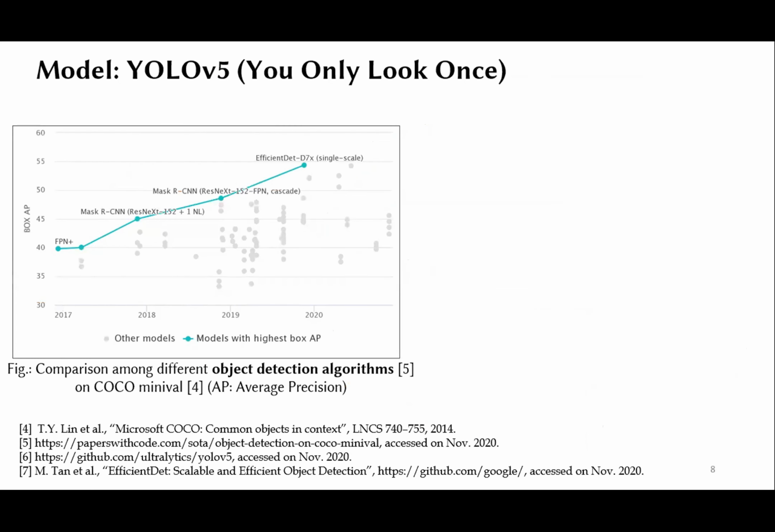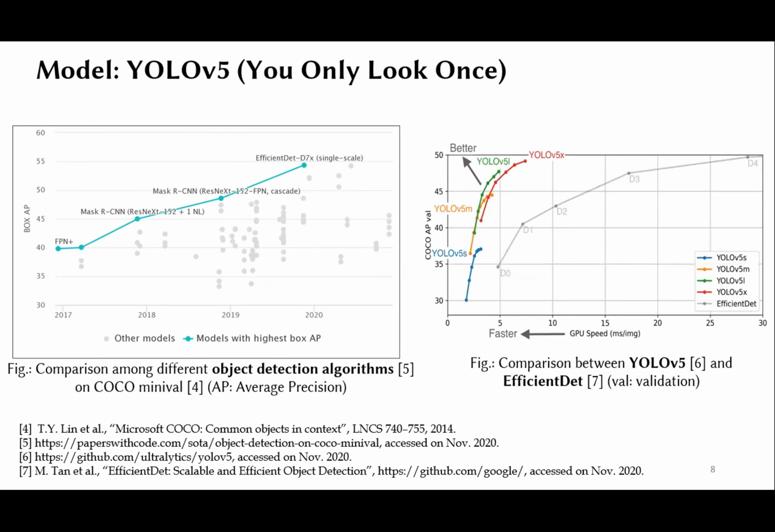If we look at this graph here, it is collected from Papers with Code. It is actually a ranking. It shows how different kinds of algorithms performed in recent years. In recent years, EfficientDet, which was released by Google, performed the best in object detection. And a few months ago, YOLOv5 was released by Ultralytics, which they said performed faster and required less GPU memory, and performed better than different EfficientDet models like D0, D1, D2, and D3. So initially we chose YOLOv5 to explore.